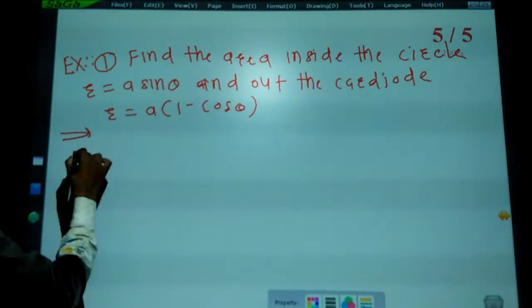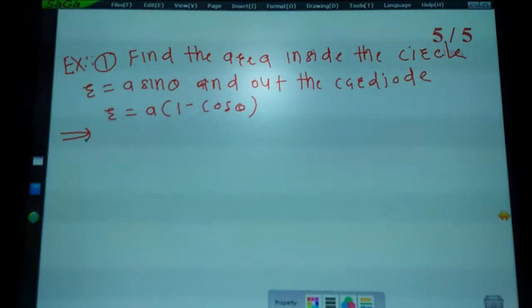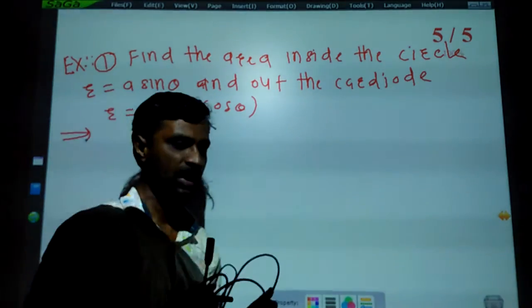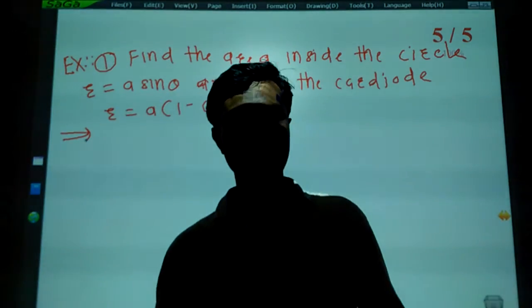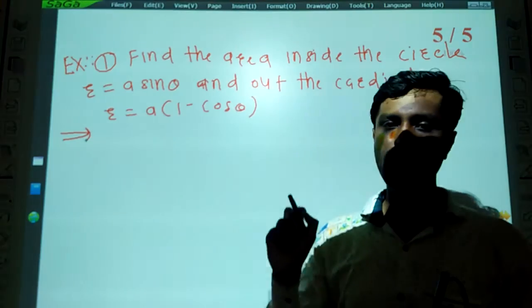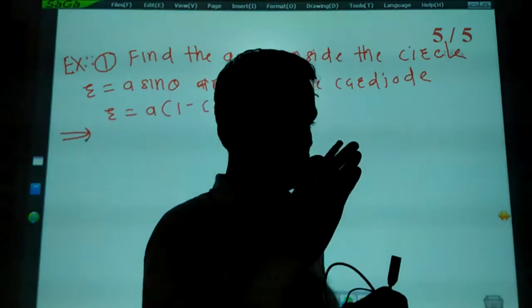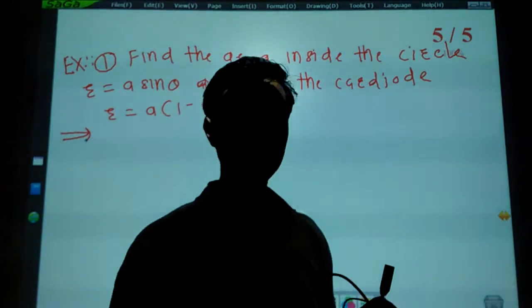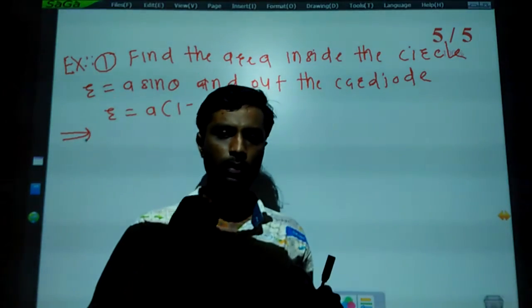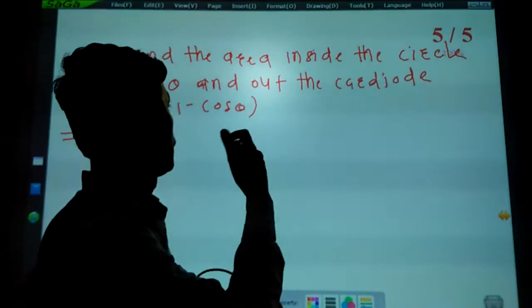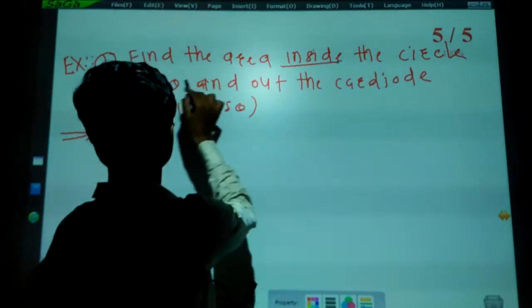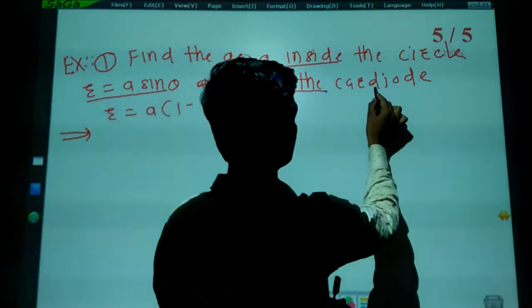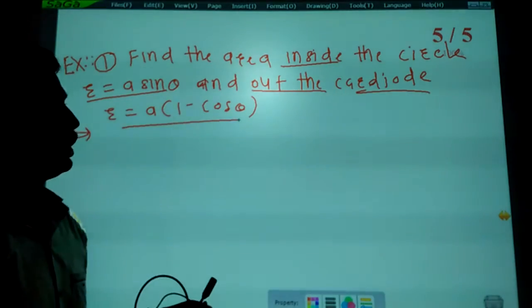So this is the question. In the question you are given one circle and the other is the cardioid. r is equal to a sin theta is the circle and r is equal to a times 1 minus cos theta is the cardioid. In that question, you have to find the area. Where is the area? The area inside the circle and outside the cardioid. So in between them, you have to find its area.